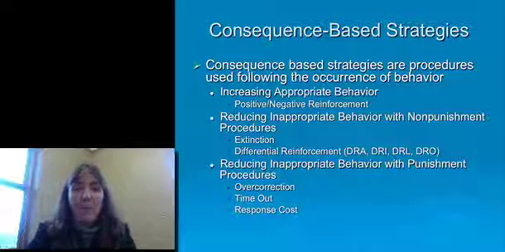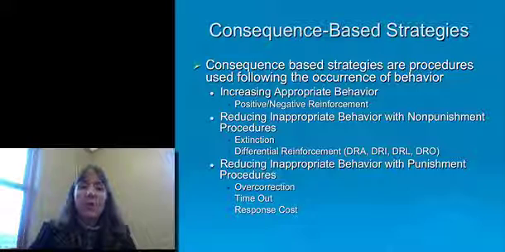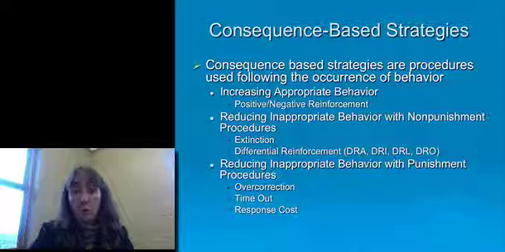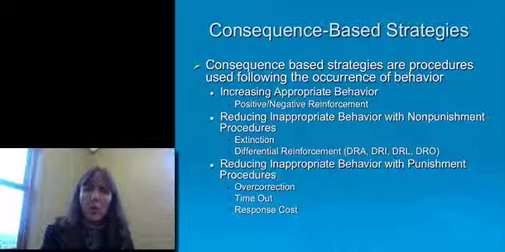So consequence-based strategies are procedures that are used following the occurrence of the behavior. There are ways that we increase appropriate behavior. There are ways we reduce inappropriate behavior. And we can increase appropriate behavior with reinforcement. Those of you who are in the ABA course have learned about positive and negative reinforcement. But whatever mechanism we use to increase behavior, it's about what strategies we're putting in place to reinforce appropriate behavior, to increase what we want to see the individual do.